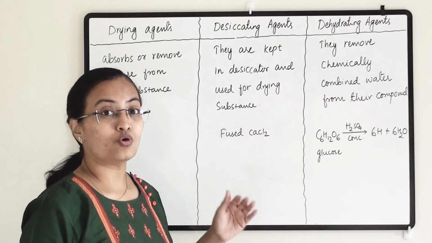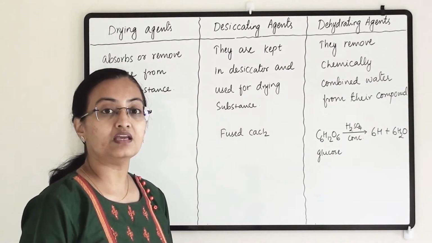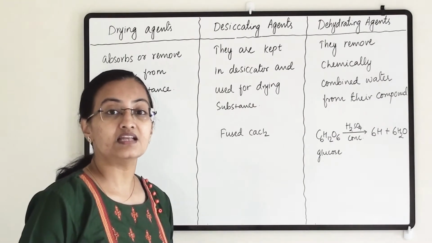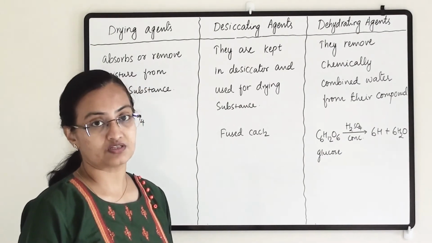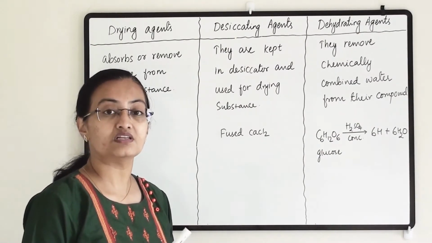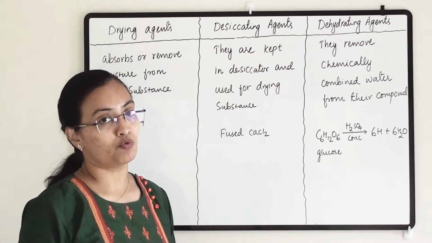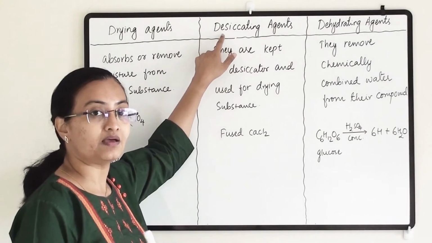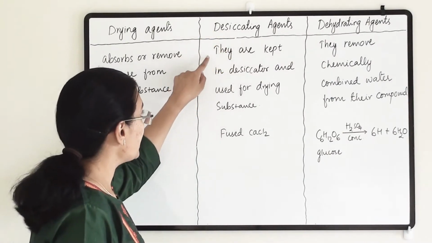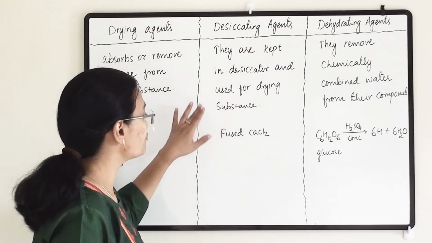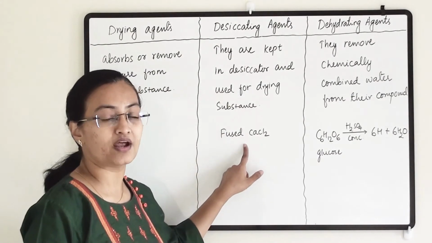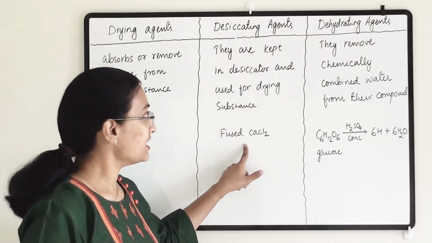The agents or the substance which we are keeping in an apparatus called a desiccator. A desiccator is an apparatus which we are using in a chemistry laboratory to keep a substance free from moisture. So they are termed as desiccating agents because we are keeping them in the desiccator. They are kept in a desiccator and used for drying a substance. For example, fused calcium chloride we are using as a desiccating agent.